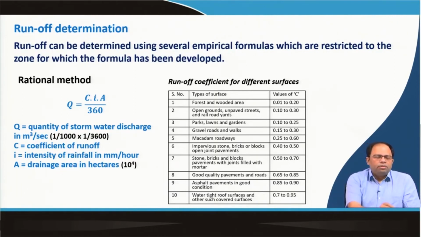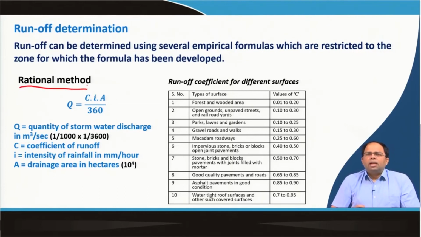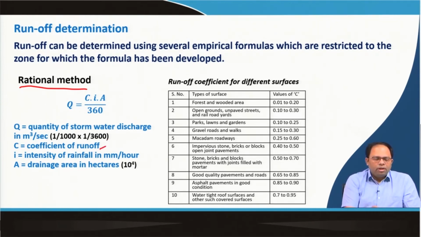But there is one method, the rational method, which to some extent could be utilized in many different areas, and which is given as the total discharge Q equal to C into I into A divided by 360, which is sometimes called CIA by 360, where C is the coefficient of runoff, I is the intensity of rainfall in millimeter per hour, and A is the drainage area in hectares. So, we have the area, and we multiply it with the intensity of rainfall, that is millimeter per hour of rainfall, as we were doing in the Thiessen method.